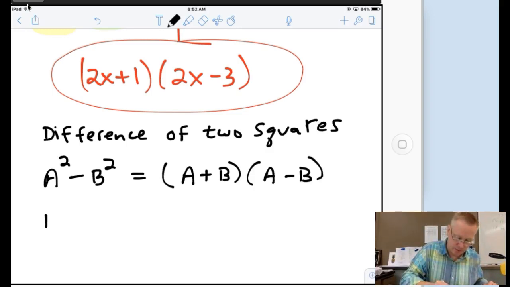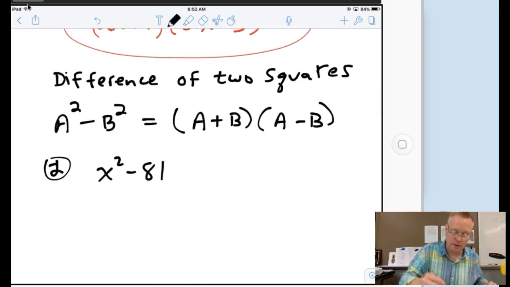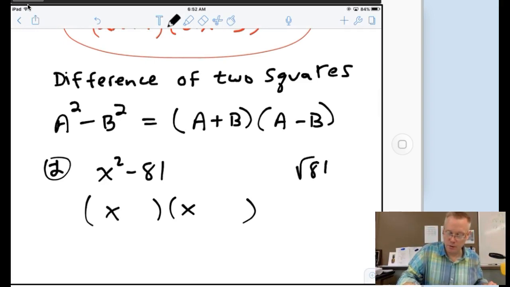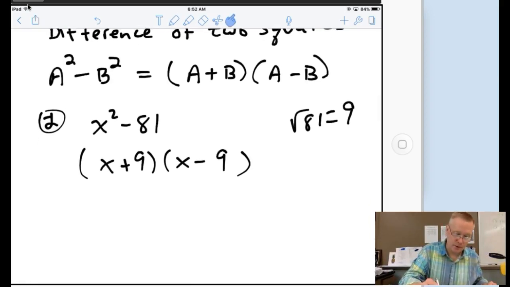A simple example of this, number 2, is if I had x squared minus 81, what do you get when you factor that? Well, I got two sets of parentheses, x, and the square root of 81 is 9. So it's actually plus or minus 9, which will give me plus 9 minus 9. So one's plus, one's minus. And that's what goes in the parentheses, and that's it.